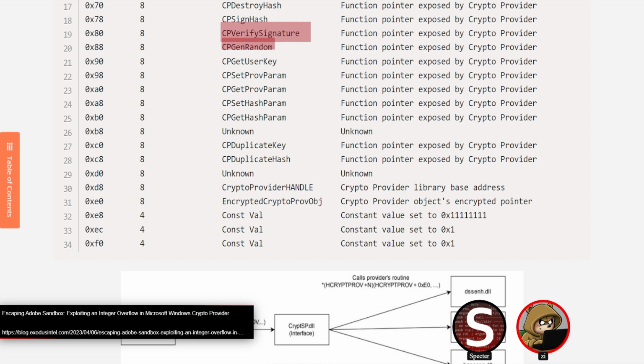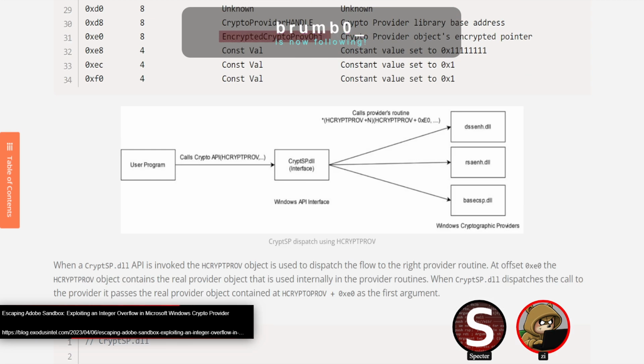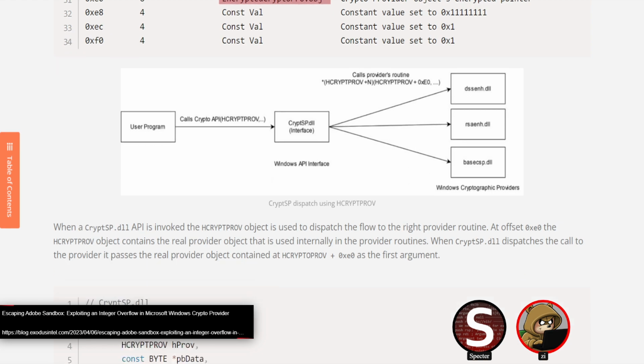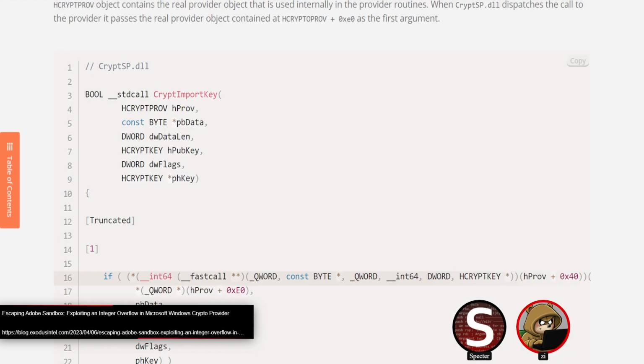Also, one of the interest points here is inside of the object, there is the encrypted crypto provider object, which is an encrypted pointer to the actual object they're calling these methods on, which adds a little bit of an extra challenge into this exploit because they can't just overwrite the pointer to somewhere that they want. It needs to be this encrypted pointer, so you need a way to create your own encrypted pointers if you want to use that, or you need to leak one to reuse it. Or I'm sure somebody has some other creative ways, but that's your main idea on it.